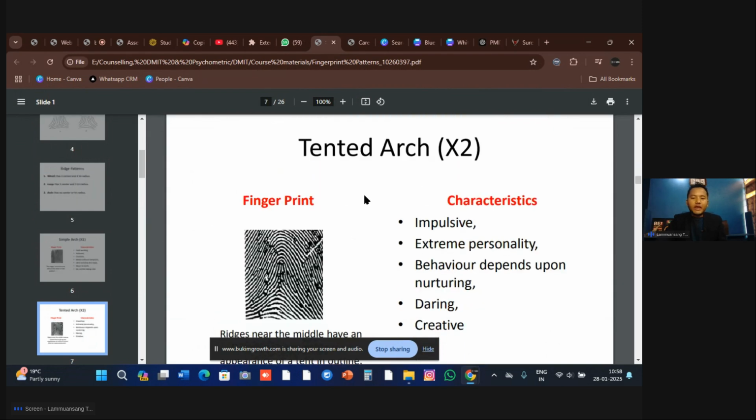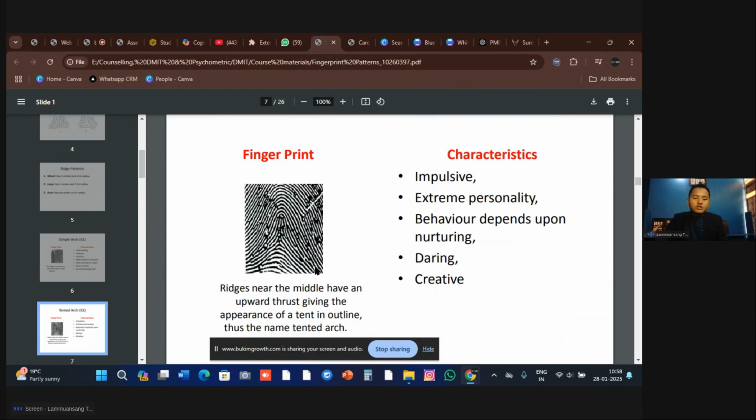Number two is x2. Almost the same, right? Almost the same. Not tri-radius here, no tri-radius, and no center, no specific center. You see, no specific center.